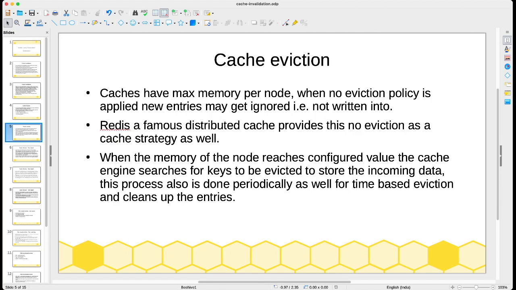The max memory of the node is defined. When no eviction policy is set, the new entries which are coming in may get ignored, and the size of the cache data reaches the end, the maximum RAM size of the node. No data is written into it. So that is the default eviction strategy for many of the caching engines.